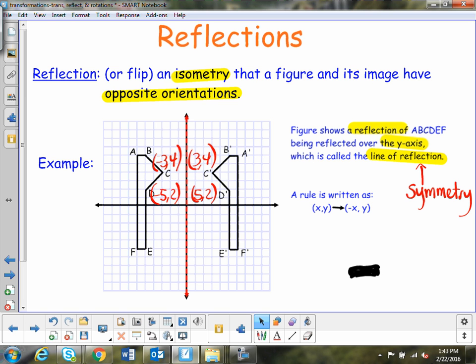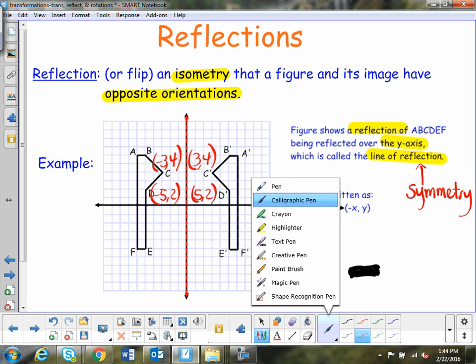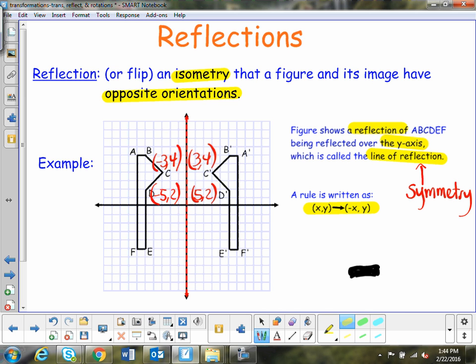You put a negative in front of that variable. Okay, so highlight and star that rule, because this is the rule always for a reflection over the what? The y-axis. There's our line of reflection, and that's the same rule for anything that reflects over the y-axis. Okay, so this one's pretty easy. Just when we start throwing in other types, you're going to see that here in a second. Everybody got this down? Yes?